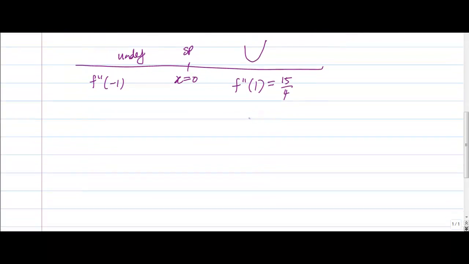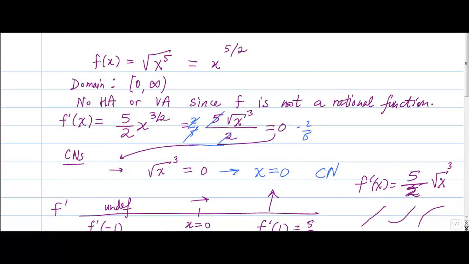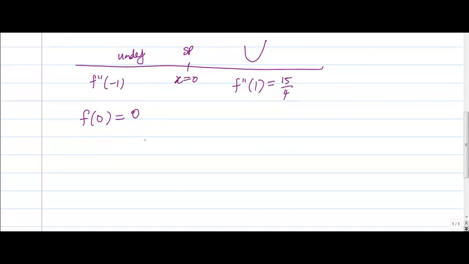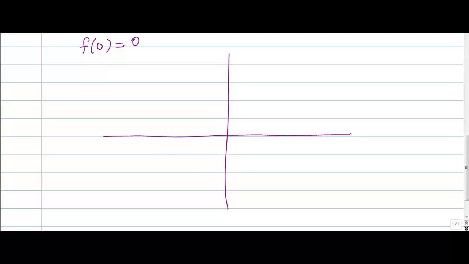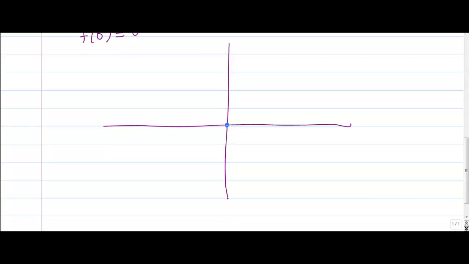Okay. So now let's find what's happening at 0. When we plug 0 into the original function, it's 0. 0 to the 5th, square root of that is 0. So let's draw the graph. So at 0, we have 0, and then it's increasing and concave up. So that means it looks like this. Okay, and that is the function.